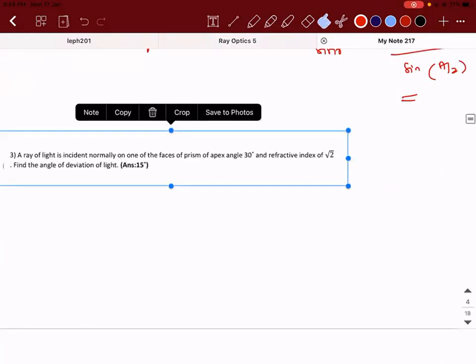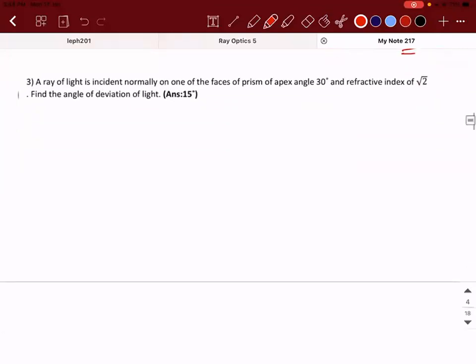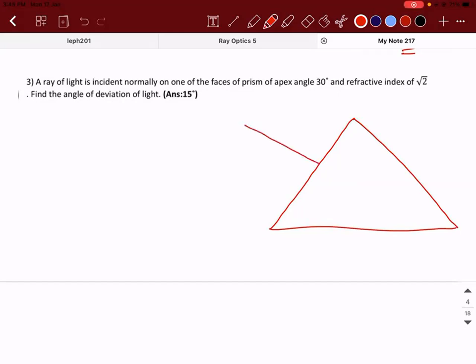So it's a tricky question. Be careful, okay? There is a ray which is incident normally on one of the surfaces. So when the ray is incident normal to the surface, what will be the angle of refraction? When the angle of incidence is 0 degrees, what will be the angle of refraction? That is also 0, right? It is going to hit the surface, right?